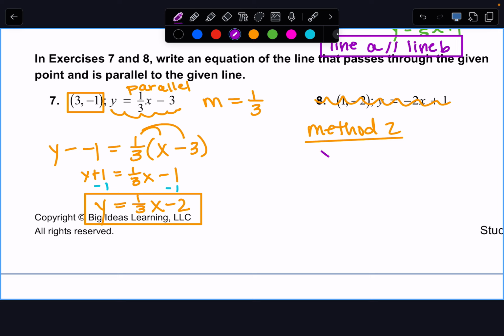So our goal is to have y equals mx plus b. Do you agree? Yes. Okay. So we can use point-slope form, or we can use the point and the slope and just solve for our y-intercept. So let me show you. Our slope is 1/3, our point is 3, -1, and we don't know what our plus b is.